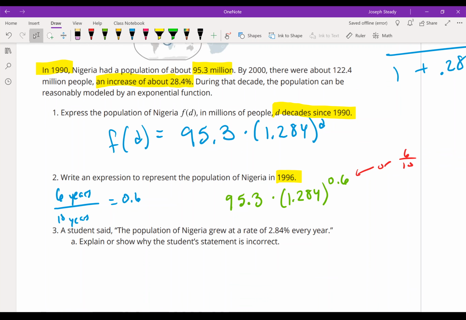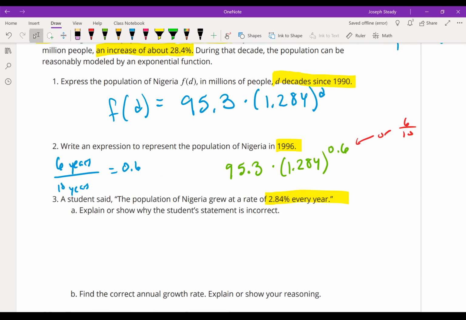Changing gears a little bit, we're now trying to think about, well, what happens each year. So a student says the population of Nigeria grows at a rate of 2.84% every year. Now, they already tell us that this is incorrect. This is not true. And let's try to prove why that is not true. Let's use our equation still. So 1 year out of the 10 years that are in a decade is going to be 0.1 decades. I should probably add that up here. That's what the units are in this as well. Decades.